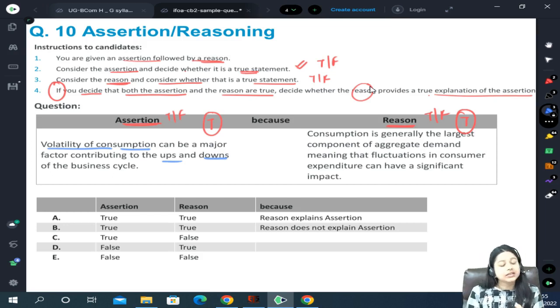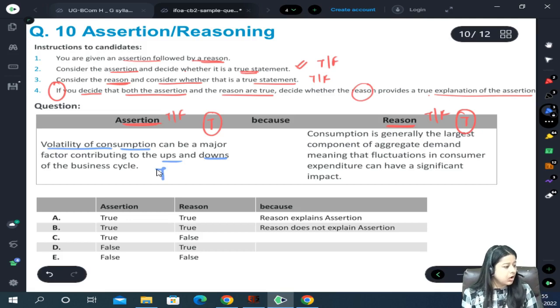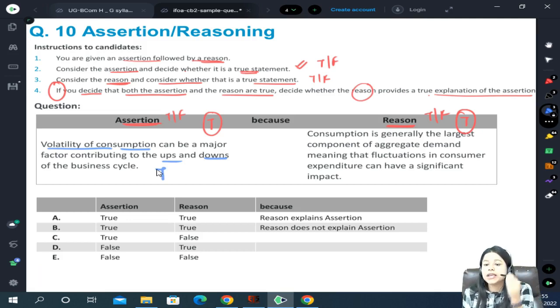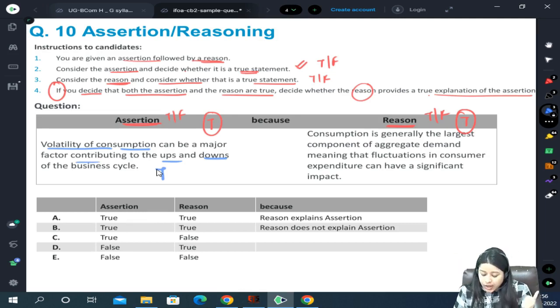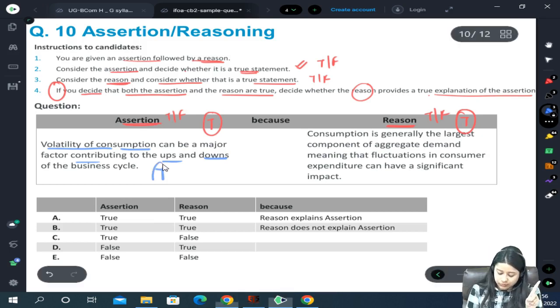Even someone who hasn't read the chapter can give the answer. Basic economics. It's true. What are you thinking so much about? It is true, obviously, because when your economy is in recession, consumption is the lowest. So volatility, or changes in consumption, is a major factor contributing to business cycle ups and downs. Okay, so this is true. First step done.